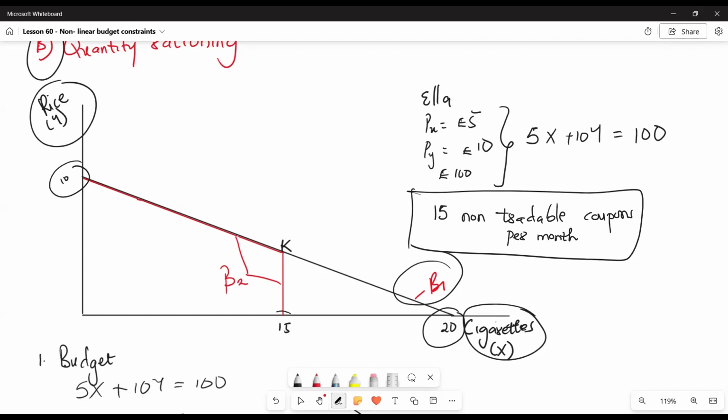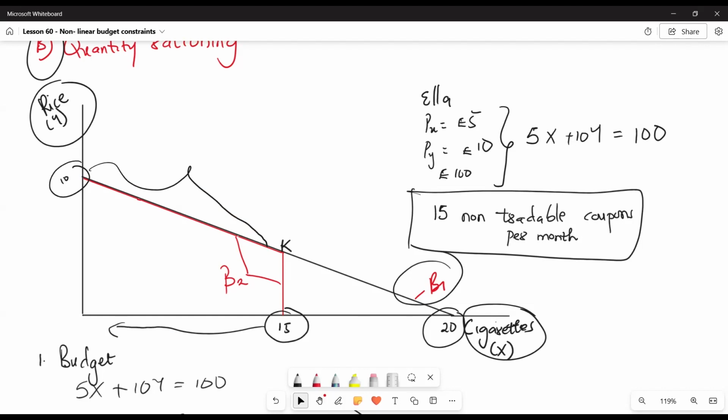This can be represented here on this graph. For quantities of cigarettes less than 15, the budget constraint coincides with B1 and the slope is minus 0.5. We can see on our graph that if Ella buys any amount of cigarettes less than 15, she is in this region. So the two budget lines coincide. The budget line for when the coupon existed and when the coupon didn't exist are the same for quantities of cigarettes less than 15.